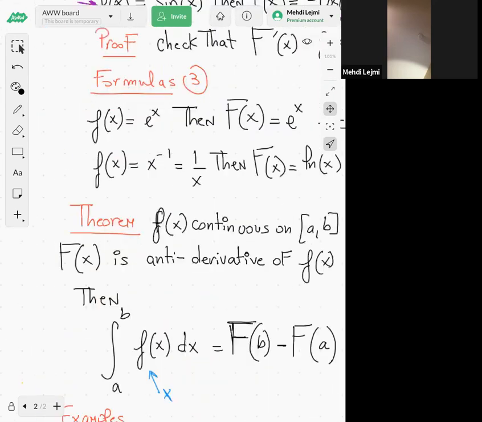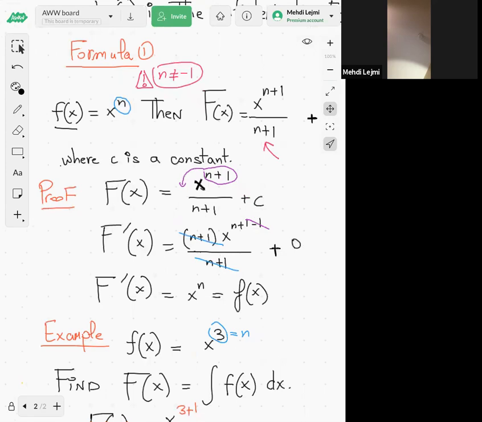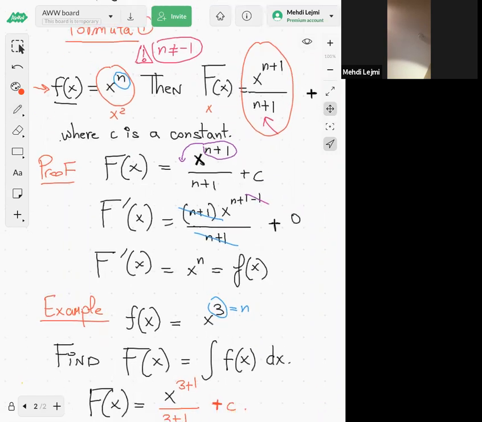We said for x to the power n, you see this formula here. If you have x to the power n, then for the antiderivative, you have to increase the power by 1. If you want to compute the derivative, you decrease the power by 1, right? Now, if you want to compute the antiderivative or the integral, you have to increase the power by 1, and then you also have to divide by the power plus 1, right? So if you have x squared, then the antiderivative would be x to the power 2 plus 1 over 2 plus 1.